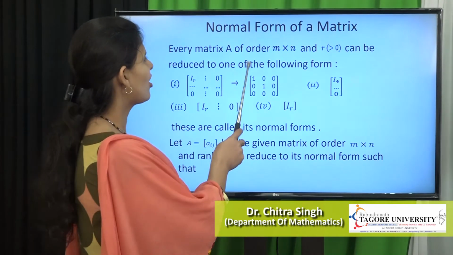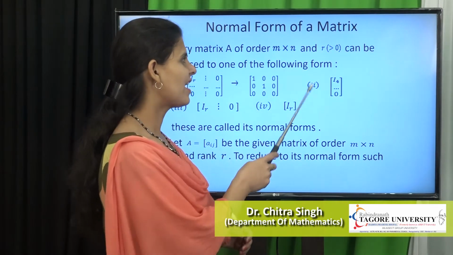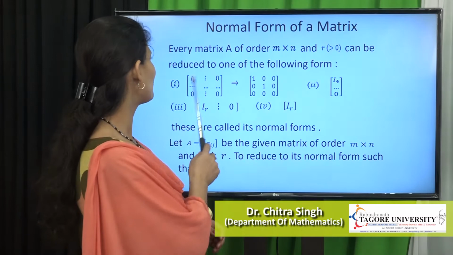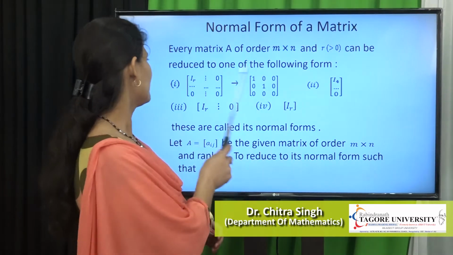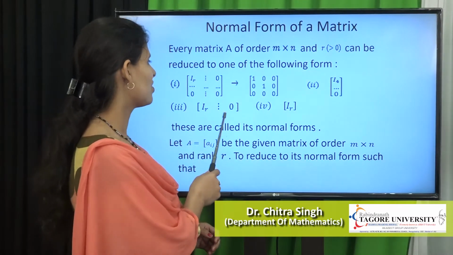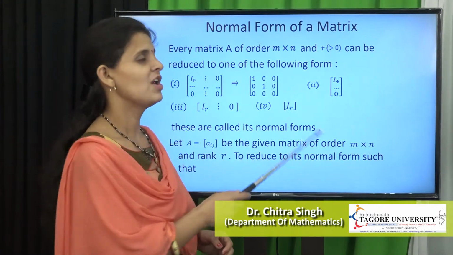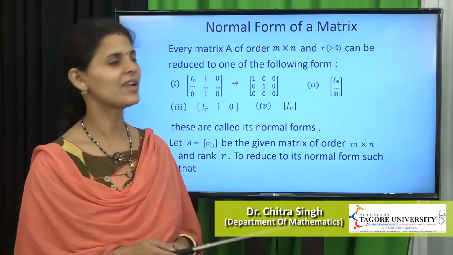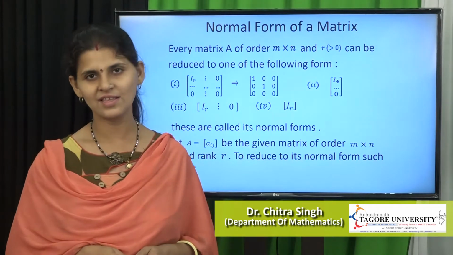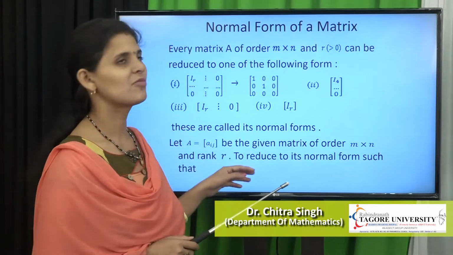Students, today we discuss a topic: normal form of a matrix. Every matrix A of order m cross n and rank R, greater than 0, can be reduced to one of the following forms: I_R 0, 0 0, that is 1 0 0, 0 1 0, 0 0 0. You see that only the diagonal element is 1 and the other elements are 0. This is called the normal form of a matrix.